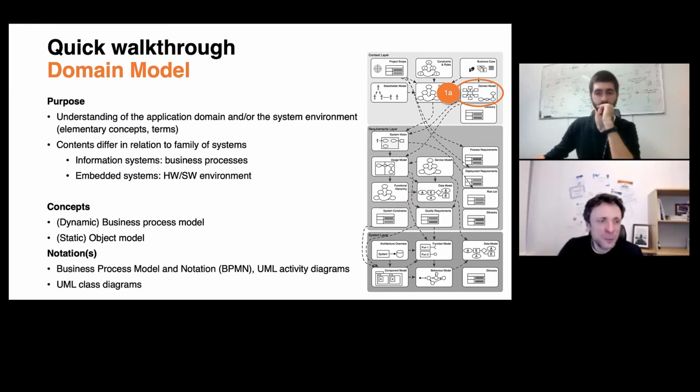As I said, the domain model captures our understanding of the application domain and the system environment. So here I want to capture what the real life operational environment of my system under consideration is. And I can do this by capturing two perspectives, and which perspectives I take very much depends on the application domain and, more importantly, on the underlying family of systems. So typically I focus on workflows, on tasks that human stakeholders might want to perform and which human stakeholders might want to have in a system supported manner.